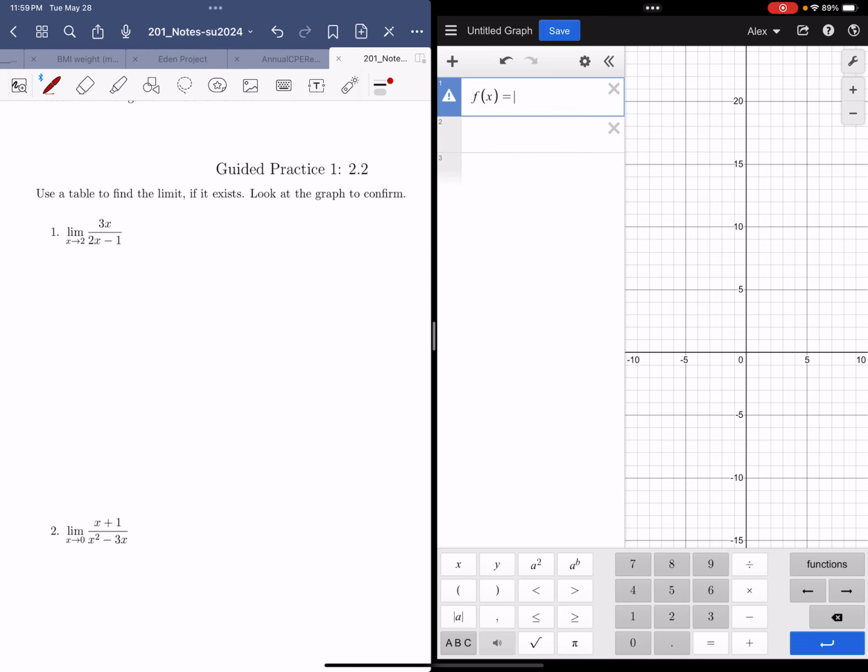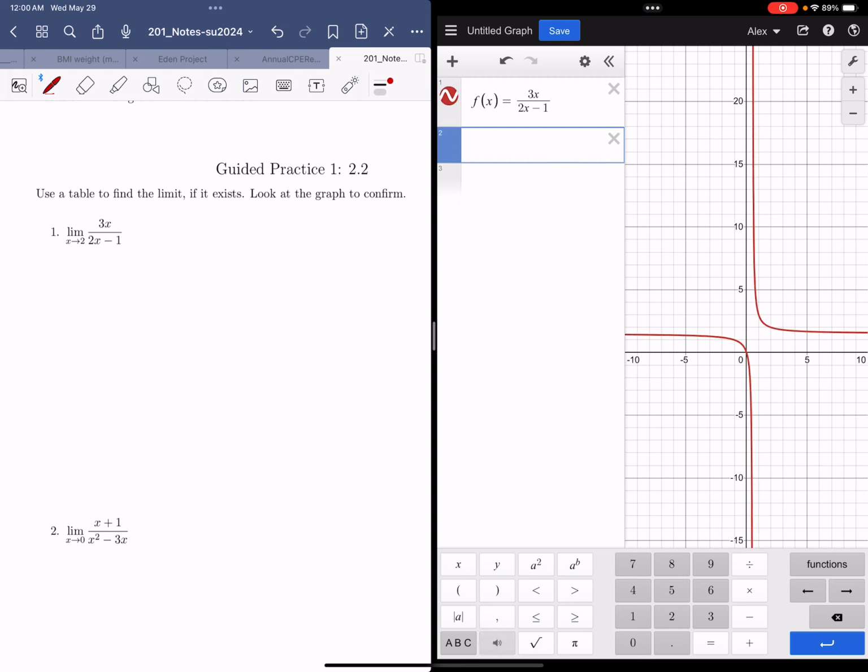f of x is going to equal, let's see, 3x divided by 2x minus 1. All right? And what we can do is we're interested in seeing what happens as x approaches 2. So let's look at a couple of values a little bit less than 2. All right? Looks like they're getting pretty close to 2. Right? And if we kind of do that, we see, oh, okay. Looks like we're getting pretty close to 2, right?